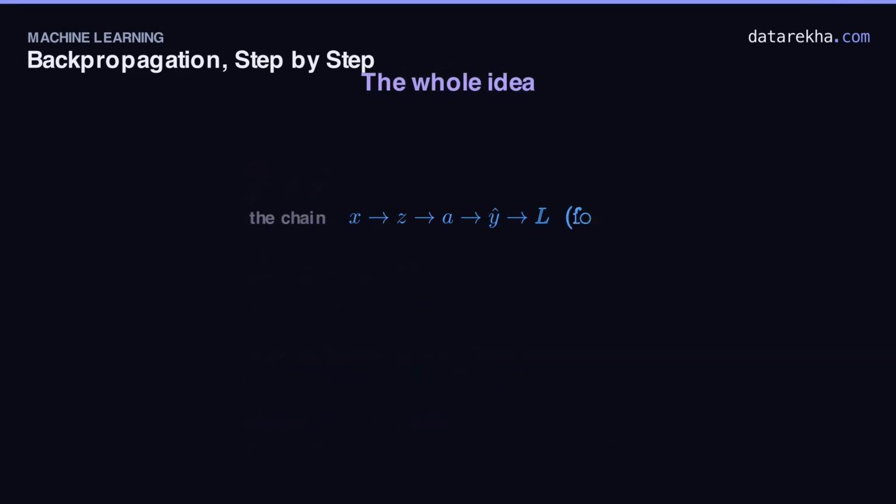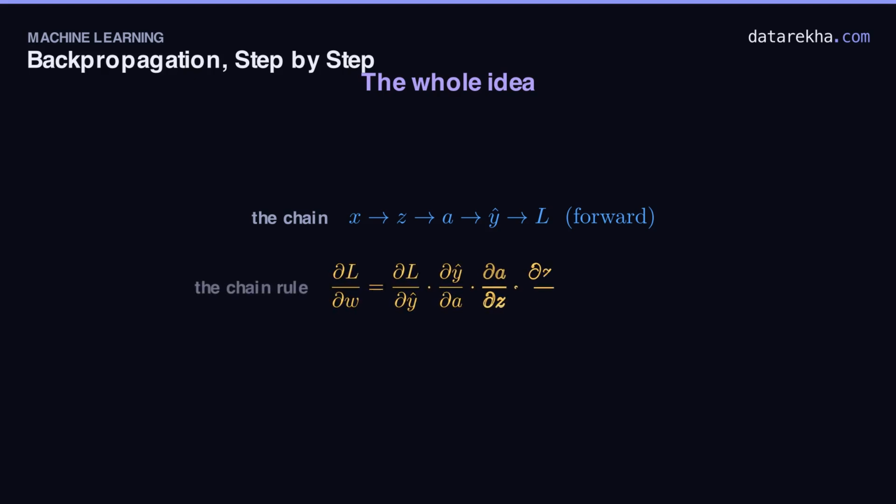Let's lock it all in. A network is a chain. Input to pre-activation to activation to output to loss. That's the forward pass. Values flowing right. Backpropagation is the chain rule run backward along that chain. The loss gradient for any weight is a product of simple local derivatives, gradients flowing left.